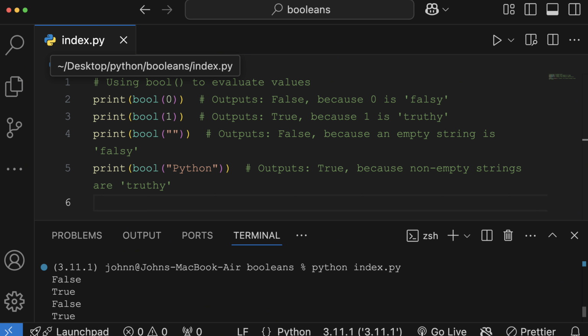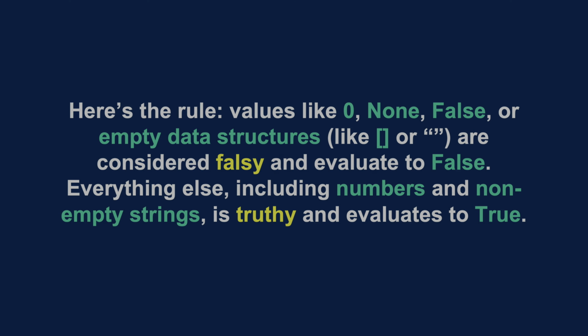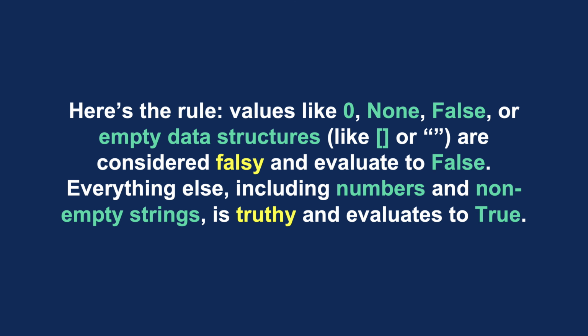So if we try to print bool of an empty string, this is also going to be false. Every empty string will always provide a false Boolean value. If we again now use bool on a string which has some value, this is going to be true. Every non-empty string will always print true when we use the bool function. So you can try more examples and see how they work in your VS Code. Here is the rule. Values like 0, None, False, or empty data structures like an empty list or an empty string are considered false and evaluate to false as a Boolean value. Everything else, including numbers and non-empty strings, is truthy, and this will always evaluate to true.